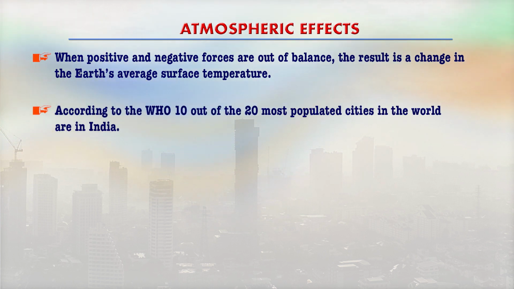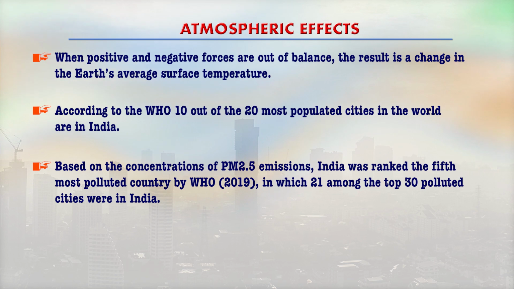According to the World Health Organization, 10 out of the 20 most polluted cities in the world are in India. So it is a very alarming situation. Based on the concentrations of PM 2.5 particulate matter emissions, India was ranked the 5th most polluted country by the World Health Organization in 2019, in which 21 among the top 30 polluted cities are located in India.